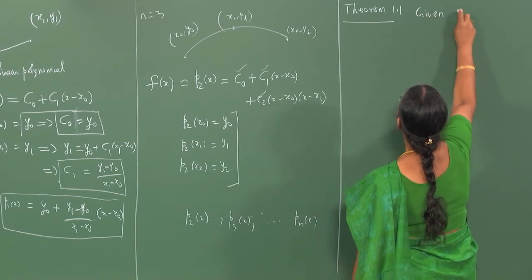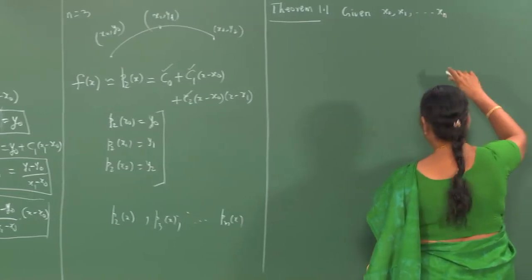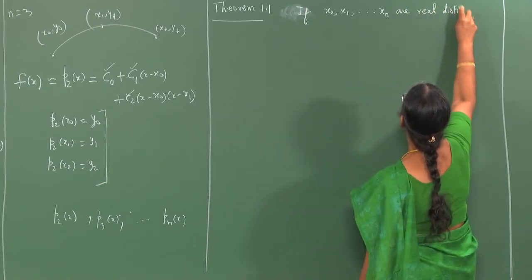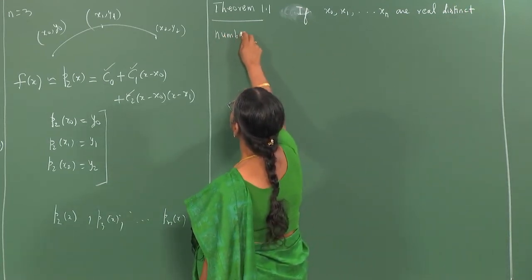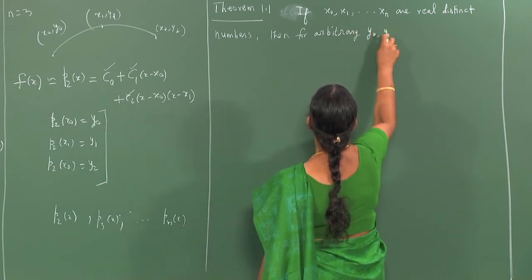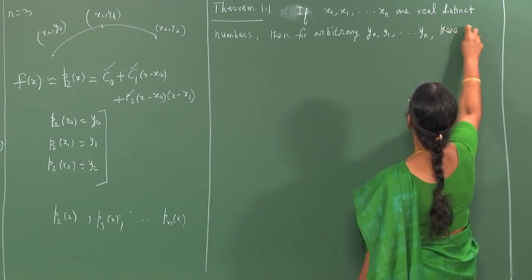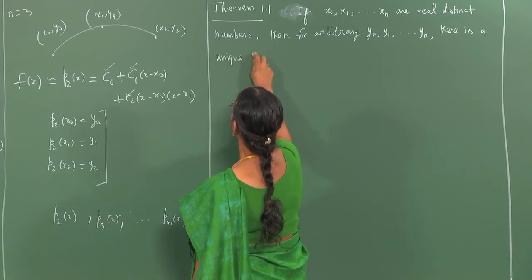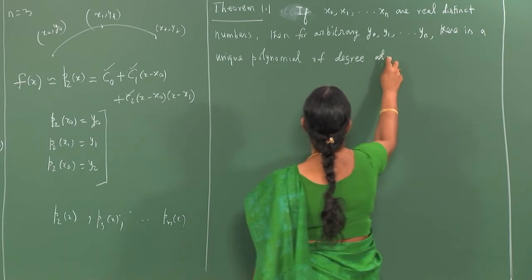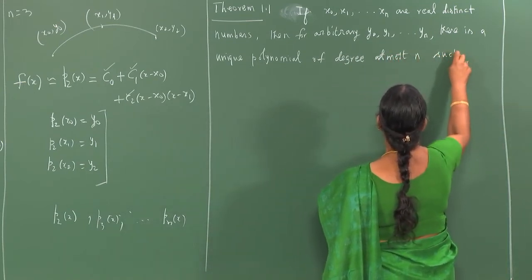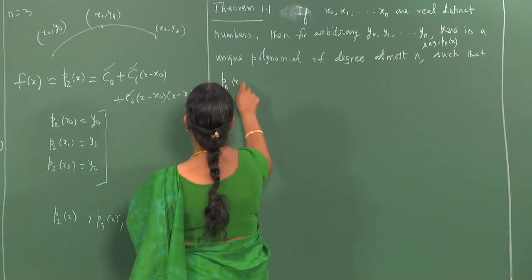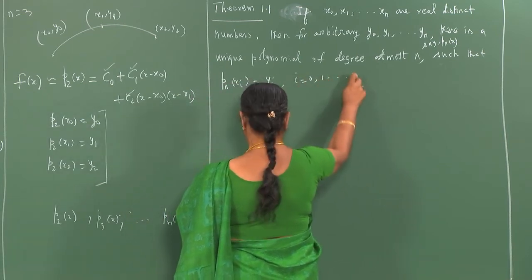It says, given x naught, x1, etc., xn, if x naught, x1, etc., xn are real distinct numbers, then for arbitrary y naught, y1, y2, etc., yn, there is a unique polynomial of degree at most n, say Pn of x, such that Pn of xi equal to yi for i is equal to 0, 1, 2, 3 up to n.